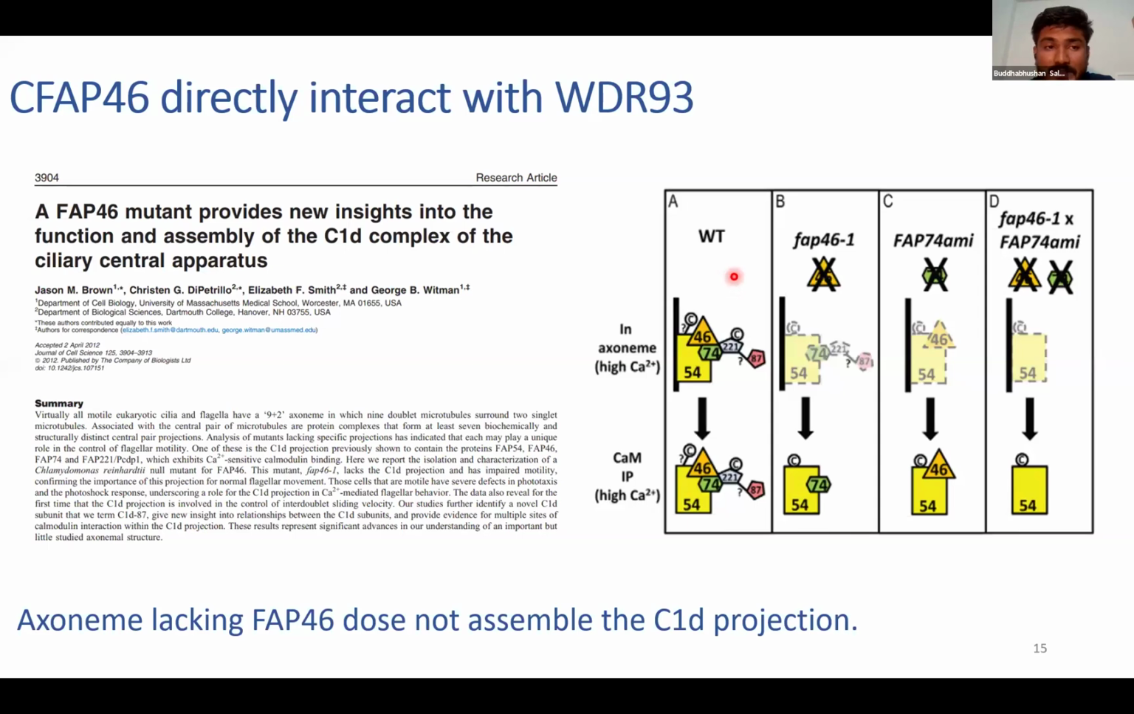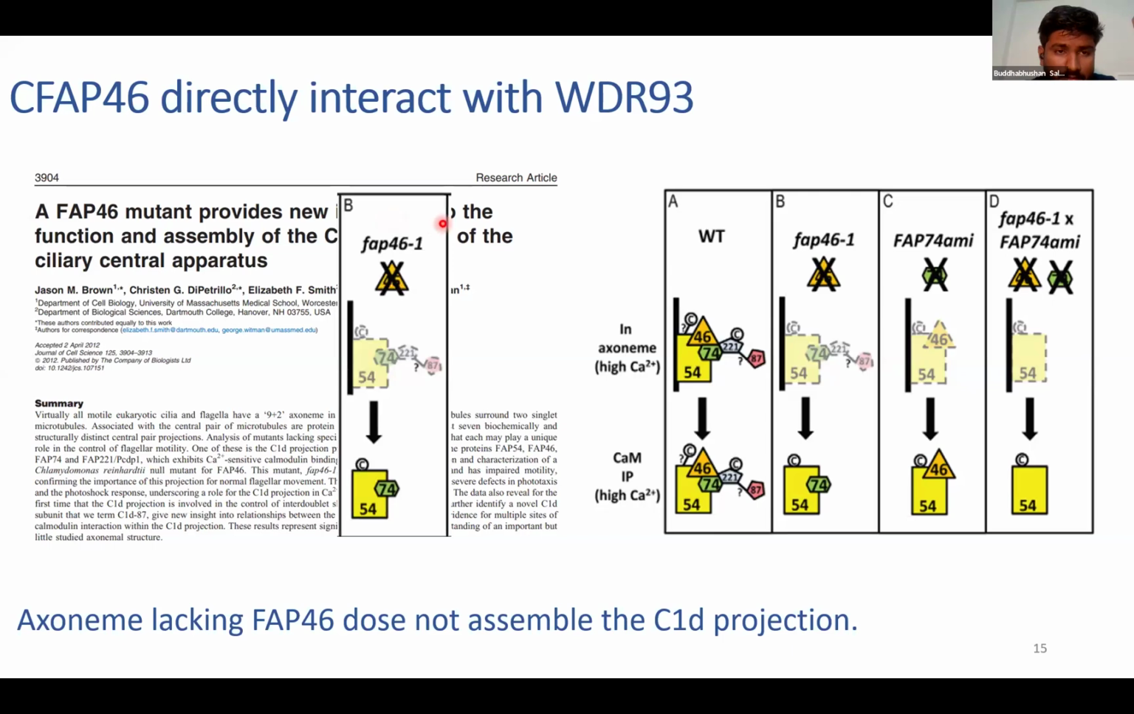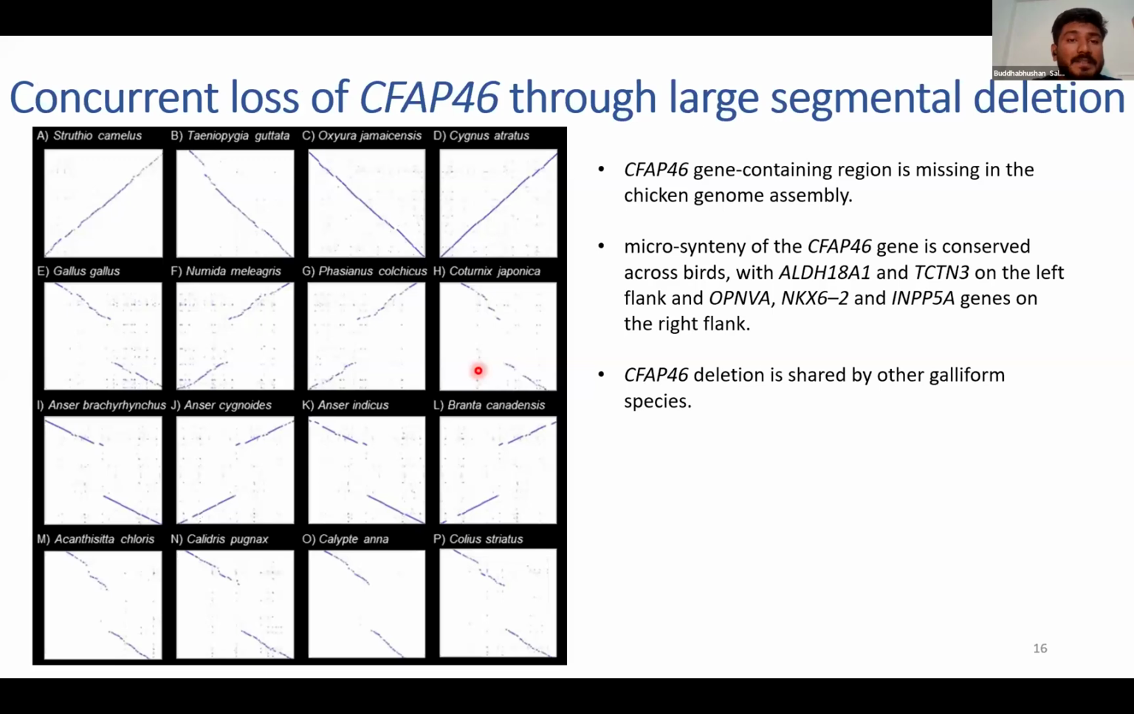...which they are proposed. So this is a scenario where when FAP46 got mutated, there will be no C1d221 and C1d87. C1d87 is another name for WD93. So if that got mutated, then WD93 will not be there. Interestingly, what we found is that wherever WD93 got lost, these are the species where WD93 got lost.